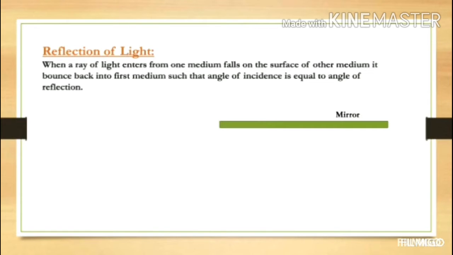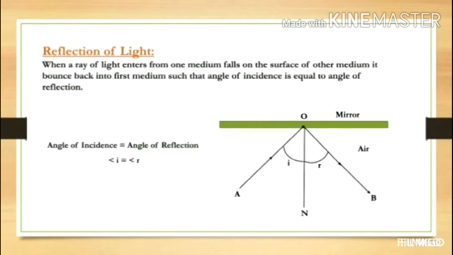Suppose a ray AO is incident upon a mirror, and after striking the mirror it bounces back to the medium air as OB. If ON is normal drawn to the mirror, then angle AON is equal to angle I and angle BON is equal to angle R, such that angle of incidence is equal to angle of reflection.